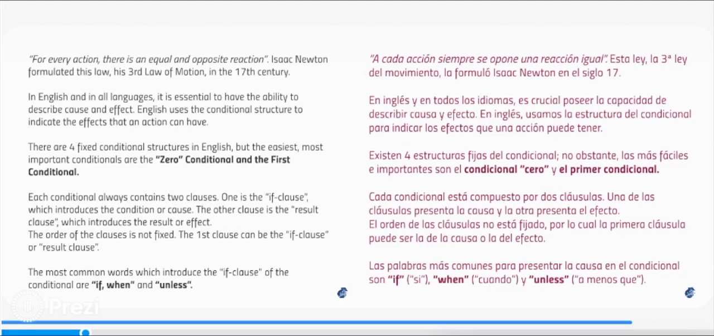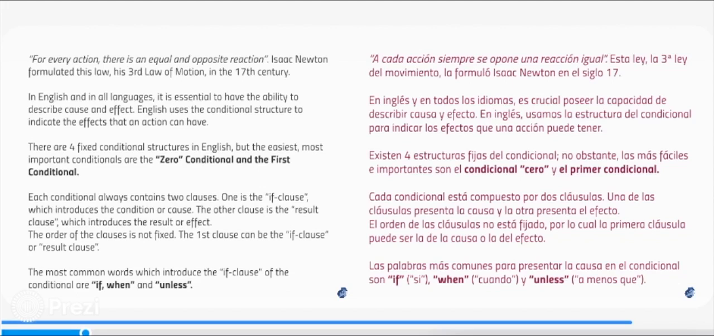There are 4 fixed conditional structures in English, but the easiest, most important conditionals are the zero conditional and the first conditional. Each conditional always contains 2 clauses. One is the if clause, which introduces the condition or cause. The other clause is the result clause, which introduces the result or effect.